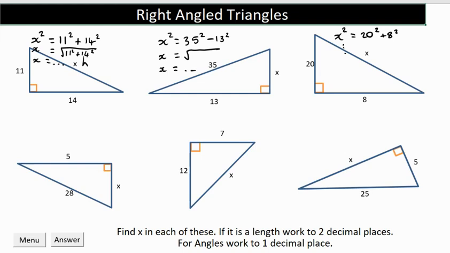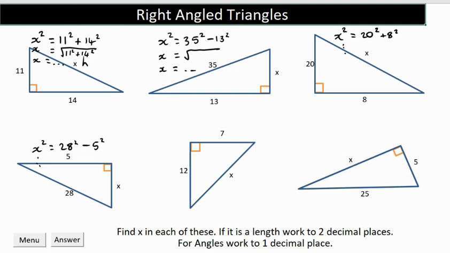Next one here, are we trying to find the hypotenuse or one of the shorter sides? In this case, this is one of our shorter sides. So we're going to end up with x squared equals the hypotenuse squared, longest side squared, take away our other side squared, 5 squared. And you should be able to continue that on to work out what x is.